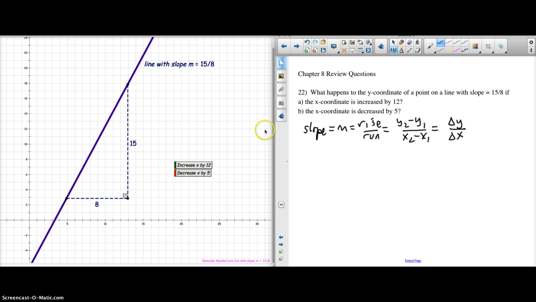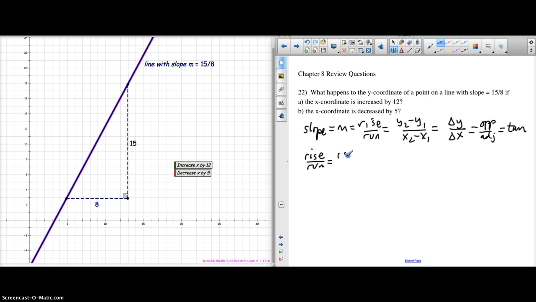And I also want to remind you that this side here, which is the change in your y, is the opposite side of this angle. And this side is the adjacent side. And opposite over adjacent is nothing other than the tangent ratio. So the things that are going to be connected in this video are slope, the tangent ratio, and also similar triangles.